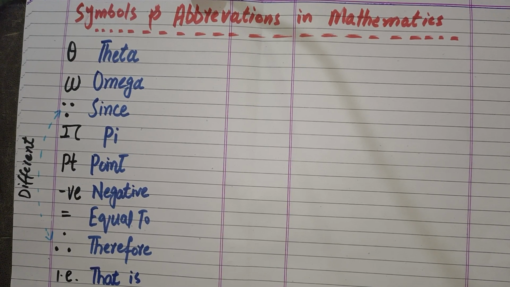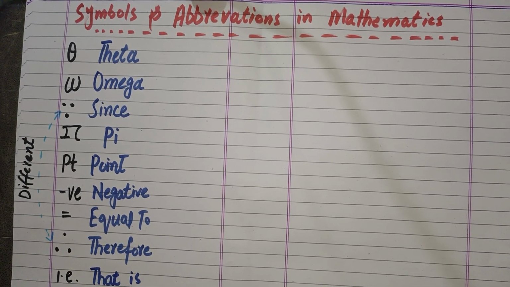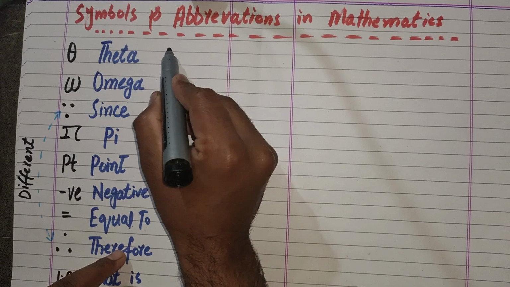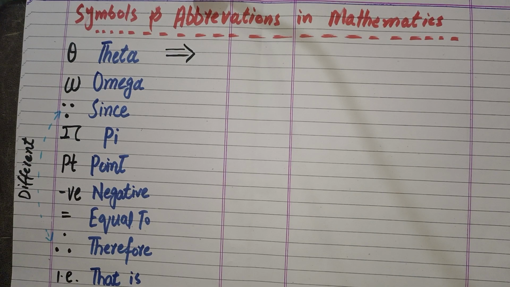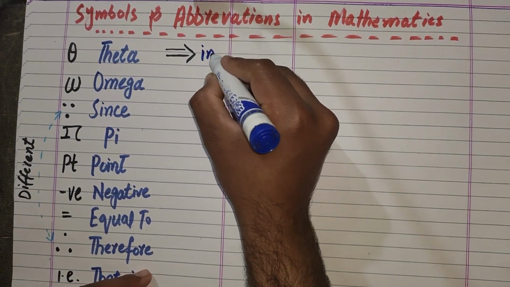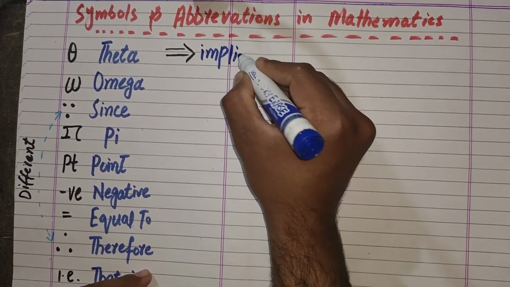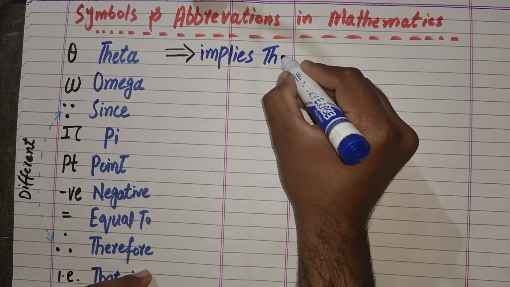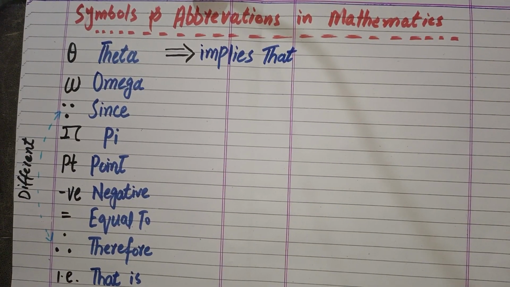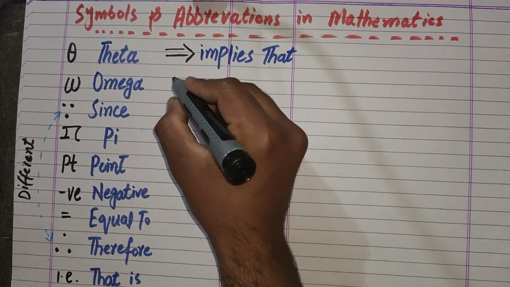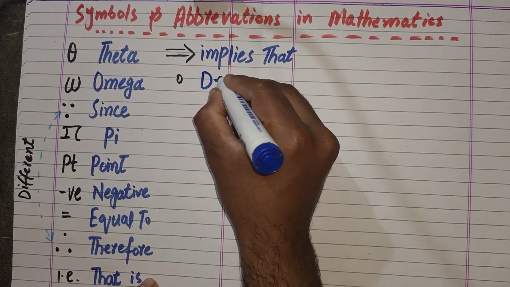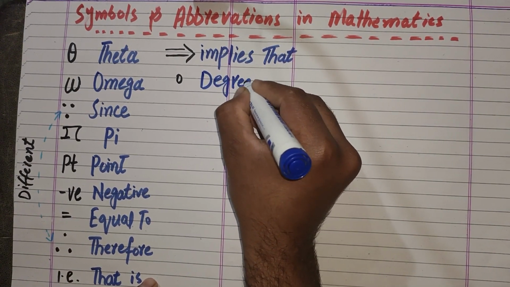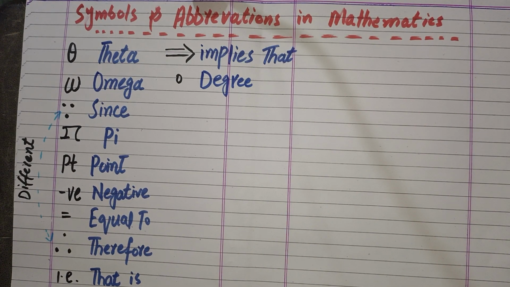Now moving further, a very common and very simple one, the arrow, implies that. Now further, that is the simple sign of degree.